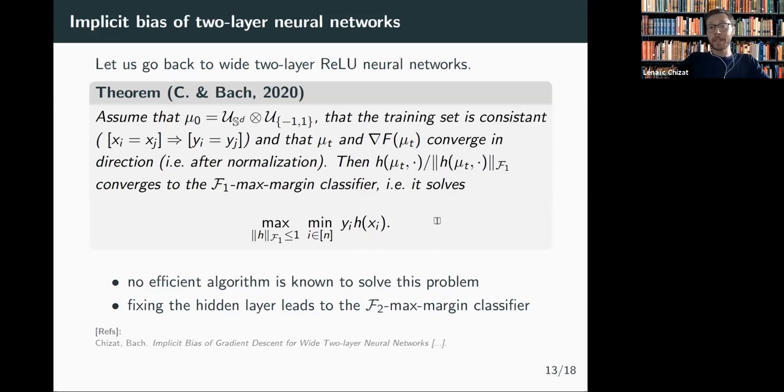And we can show an analogous result for the case when we only train the output layer, so we fix the hidden layer, and in that case, applying the previous results for linear classifiers, we can show that it converges to the F2 max margin classifier. So we have the same picture in terms of implicit bias: when we train both layers, we converge to a F1 max margin classifier, and when we train only the output layer, we converge to a F2 max margin classifier. So is this classifier useful in terms of generalization for classification tasks?